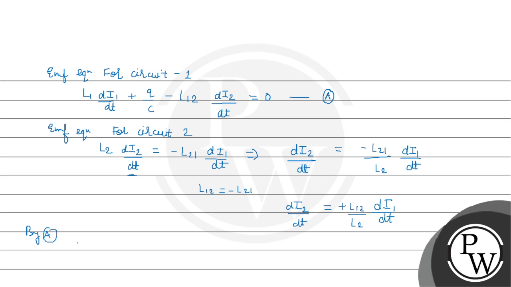we will get L1 di1 by dt plus integration of I dt by C, minus of L12, and this is L12 by L2 di1 by dt is equals to 0. अब ये भी di1 by dt है, ये भी di1 by dt है, तो let's take common this. In the next step we will take common this.